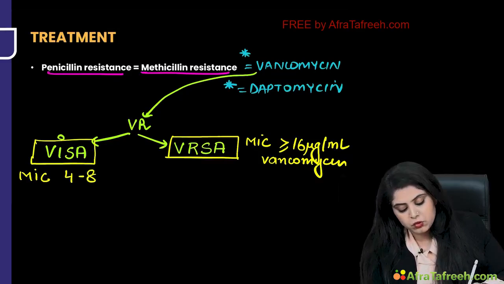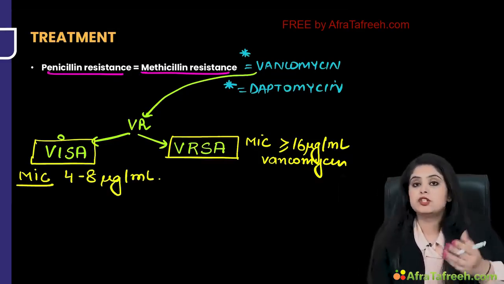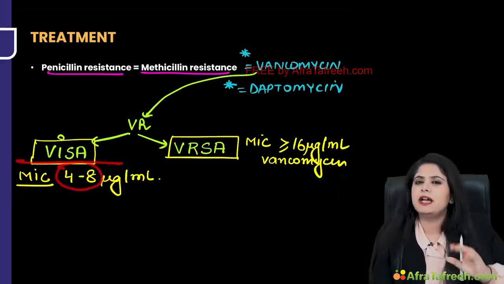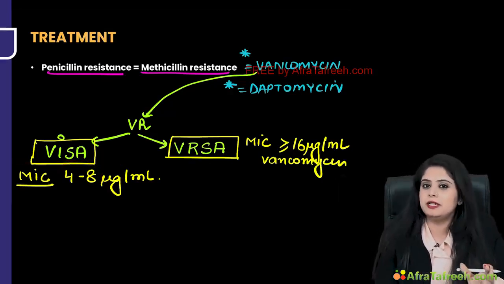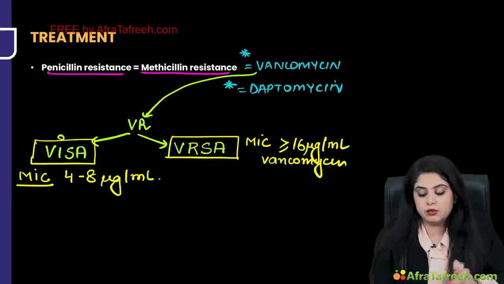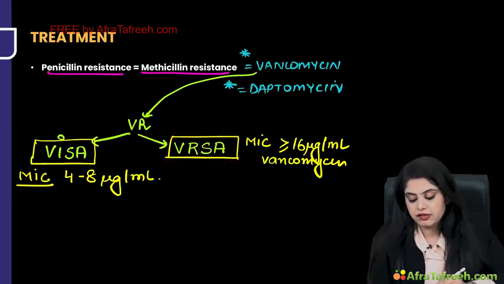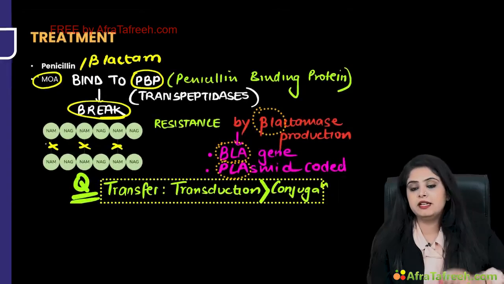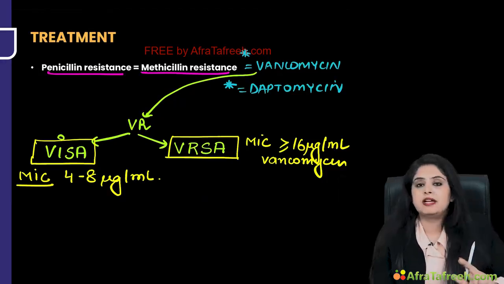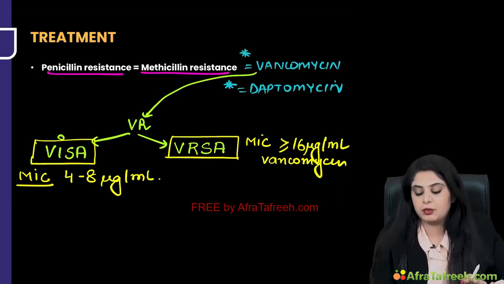When it is between 4 to 8 microgram per ml as the minimum inhibitory concentration. What does that mean? If you need 4 to 8 microgram, this means it's kind of susceptible, kind of resistant, an intermediate amount. But if you've started requiring 16 microgram per ml of vancomycin, then that becomes vancomycin resistant Staph aureus. So as a quick summary, first you give penicillin. If penicillin is resistant, you give methicillin. If methicillin is resistant, you give vancomycin. If that is also resistant, then you'll have to decide as per antibiotic sensitivity what you have to give.